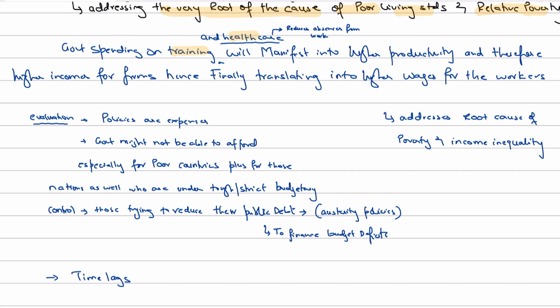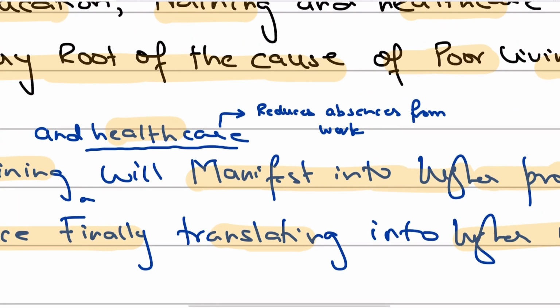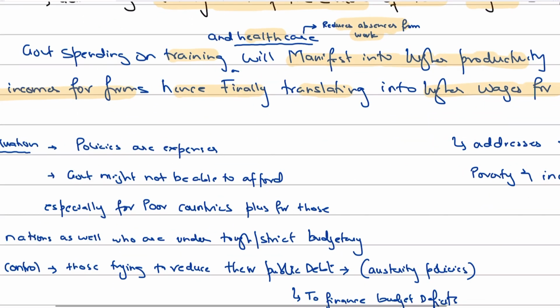So what you need to write is that the government will increase the spending on training and healthcare, which will manifest itself into higher productivity because of improved healthcare, education and training. And higher productivity would mean higher incomes of firms because these workers, when they are more productive, would generate more incomes and profits for firms. Hence, this will finally translate into higher wages for the workers. So if the firm's profits and incomes go up, they would ultimately end up giving more wages to the workers because now it's justified. Also, healthcare improves productivity because it reduces absences from work, right?